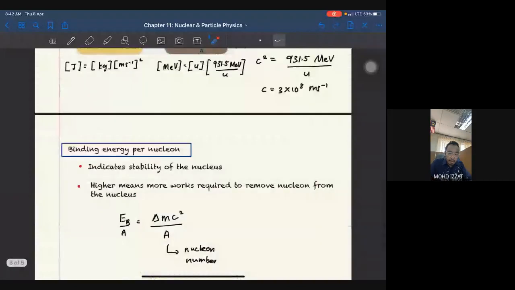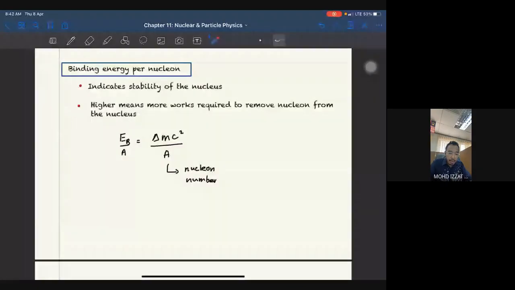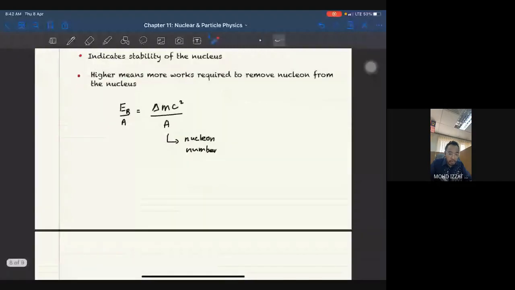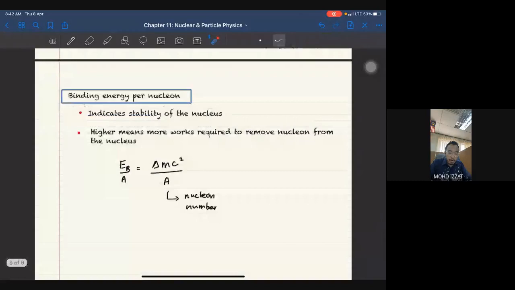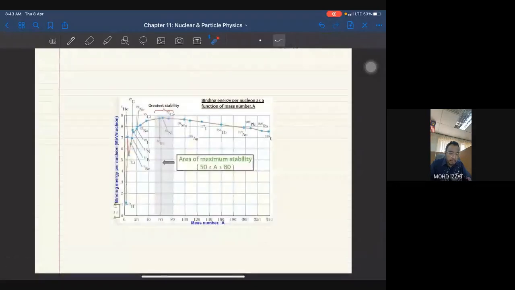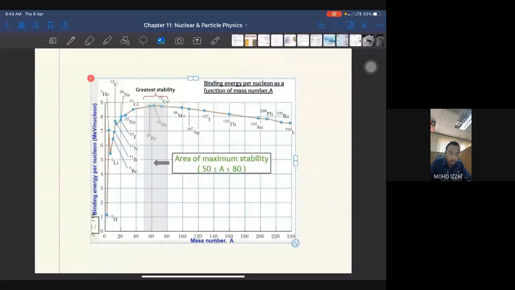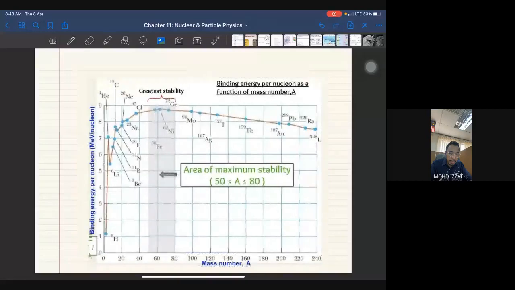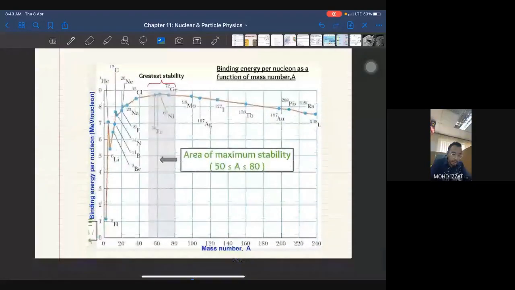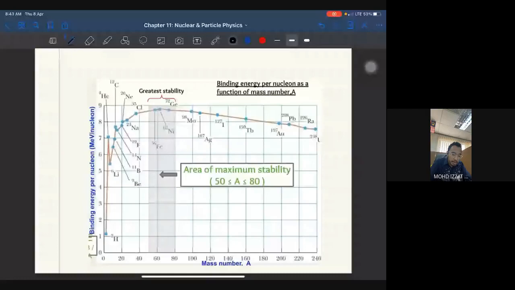Okay, and then the last part dia akan tanya pasal binding energy per nukleon tu. So that one just divided by numbers of A. Biasanya soalan dia tu macam beranak-anak. So itu soalan terakhir je lah. Okay, in terms of stability, okay, you have a graph of binding energy per nucleon against the mass number A.